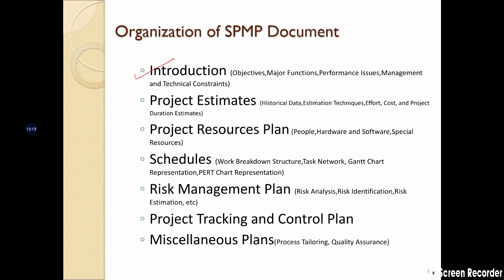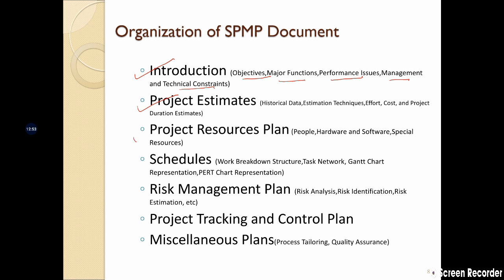So it should start with an introduction, and in the introduction you would have the objectives, what are the functions of the project, what are the performance issues, management and technical constraints, and all these are the criteria which have to be put inside this heading of introduction. Then comes estimates. Here you have to give the details of how you have done the estimation, what techniques you have used. You just can't write $10,000. You have to write a detail about how you have arrived at that number, what method you chose in order to get to that estimate.